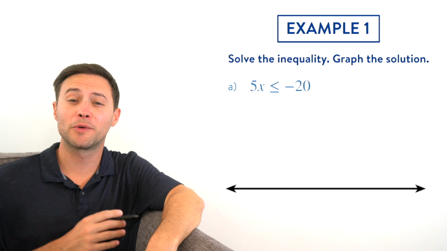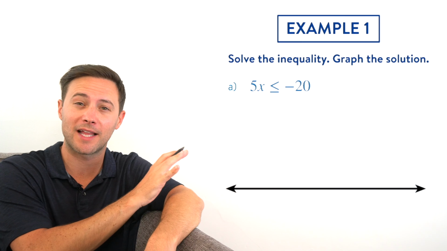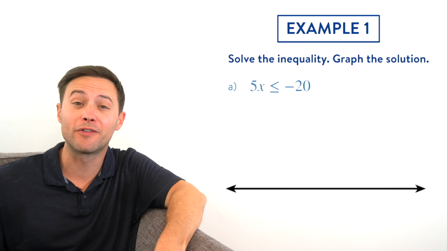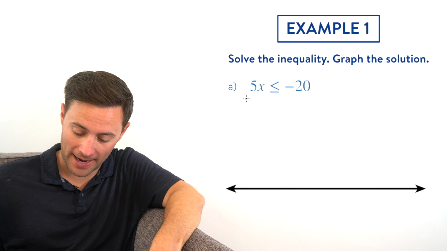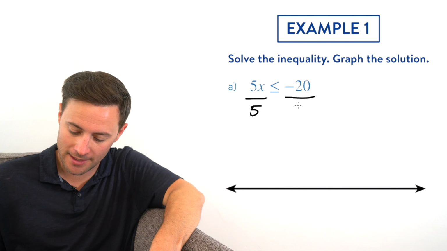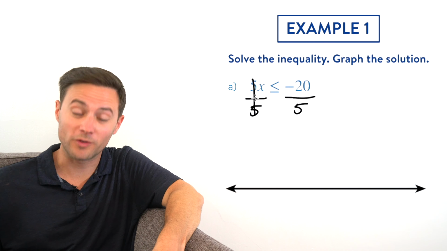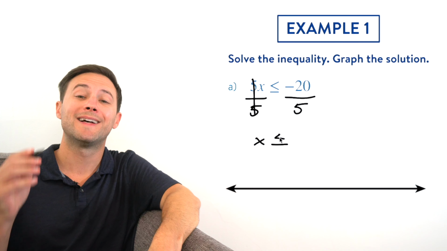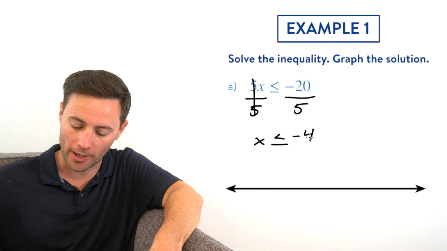5x is less than or equal to -20. Okay, so we're going to try to get that x alone on that left side. Right now it's being multiplied by 5, so the inverse of multiplication is division. So I'm going to divide the left side by 5. And if I do that to the left side, I need to also do that to the right side. 5x divided by 5, those cancel out. I'm left with x is less than or equal to -20 divided by 5, which is -4.